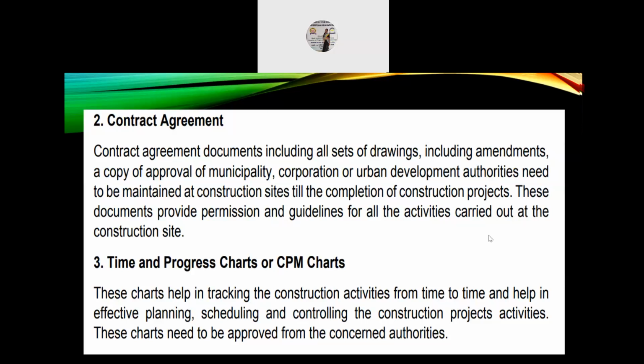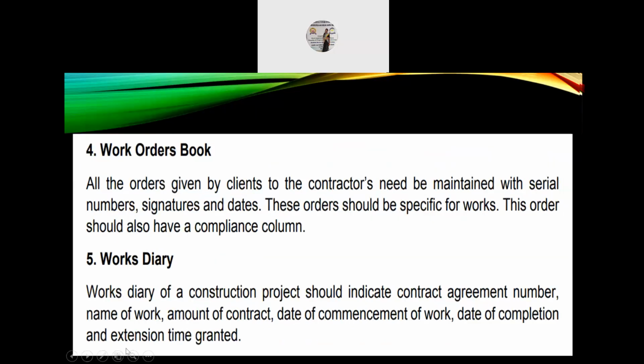Time and progress charts or CPM charts is the third one. These charts help in tracking the construction activities from time to time and help in effective planning, scheduling and controlling the construction project activities. This chart needs to be approved by the concerned authorities. Next, work orders book. All the orders given by the clients to the contractor are to be maintained with serial numbers, signatures and dates. These orders should be specific for works and should also have a compliance column, that is a completion column.